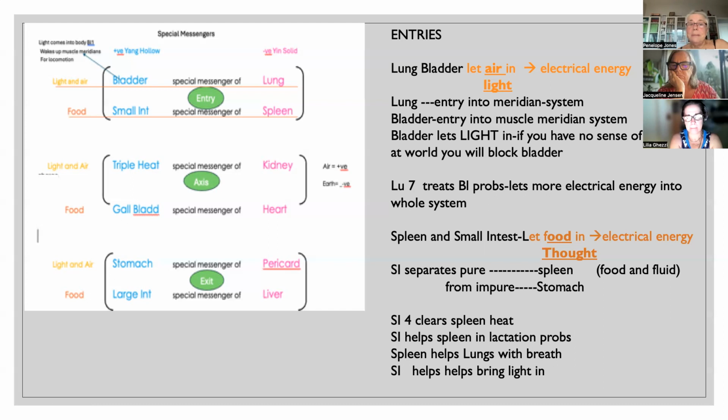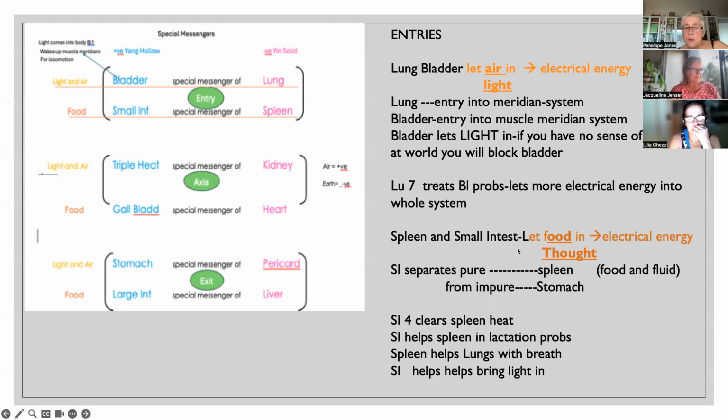There's a possibility. Now, lung 7 treats bladder problems because it lets more electrical energy into the whole system. So lung and bladder, they work together to bring light and air into the body. Is that fairly straightforward?